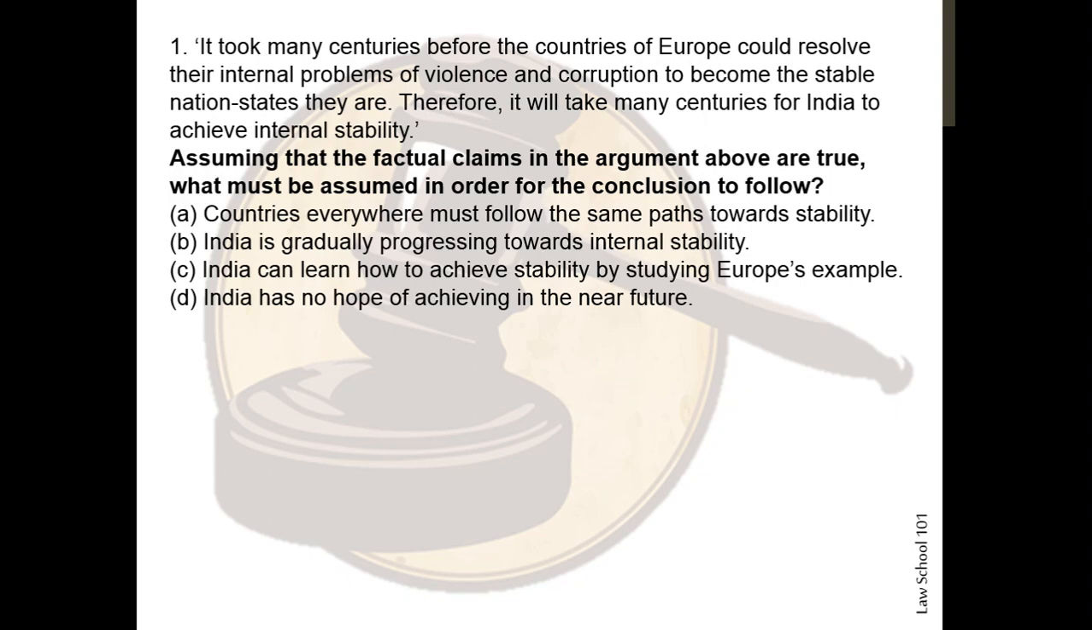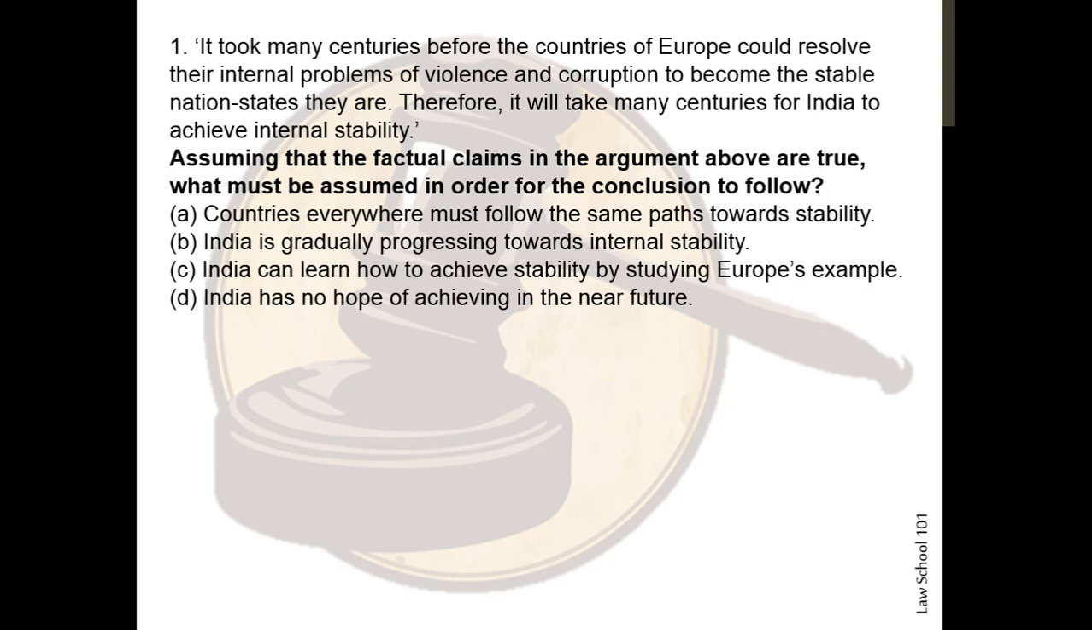But here the difference is between how and when. First of all, the statement is talking about the time that India will take to achieve internal stability. It is not talking about how it will achieve internal stability, or how India can learn. It is saying that India will take many centuries, a lot of time, because Europe did so. It is not saying that India will follow a certain path in the manner of achieving stability because Europe did so. It is comparing the time and not the manner. And thus option C is not a correct option, even though prima facie it looks like a correct assumption.